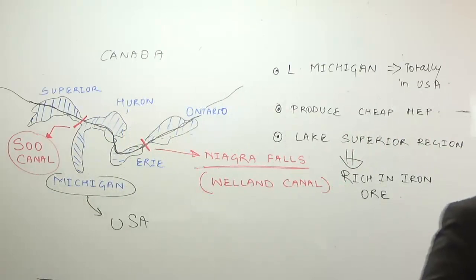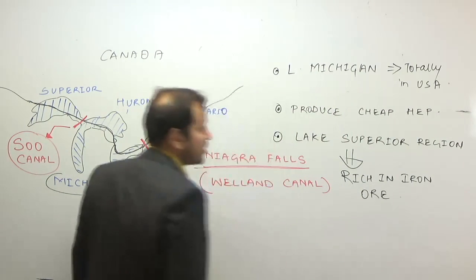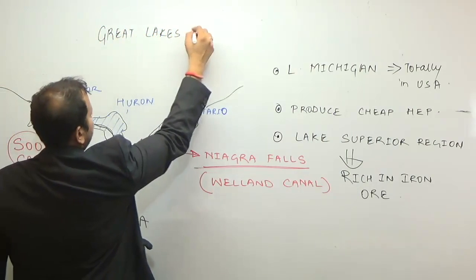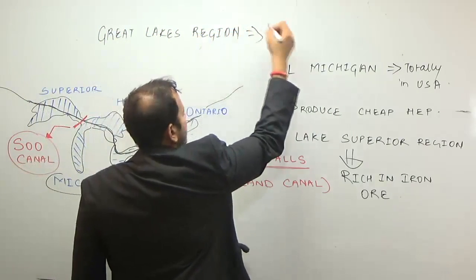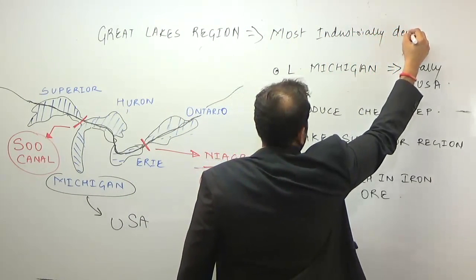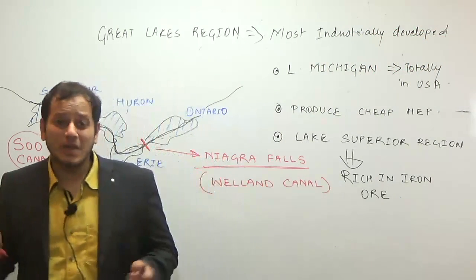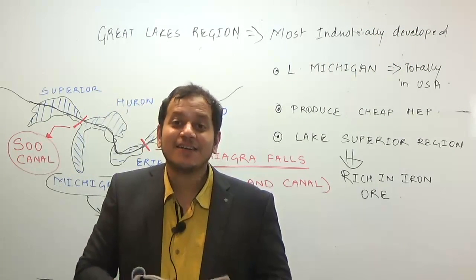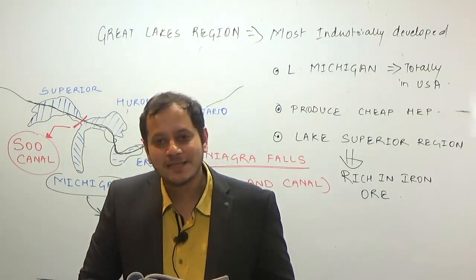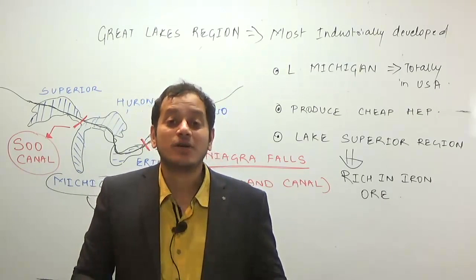So no doubt this Great Lakes region is one of the most industrially developed regions of USA and Canada. And because it is one of the most industrially developed regions, there are some important cities and towns located here. Because the important towns are located here, UPSC generally will ask you a question: what are the important towns located in the Great Lakes region?